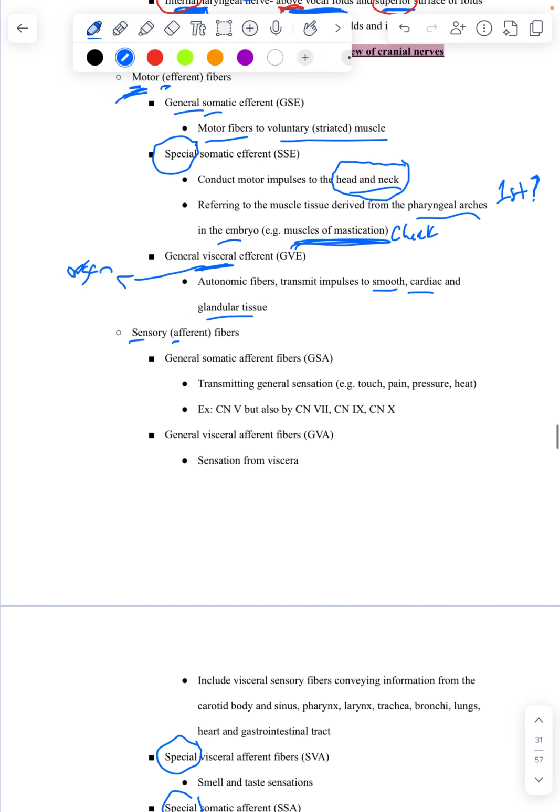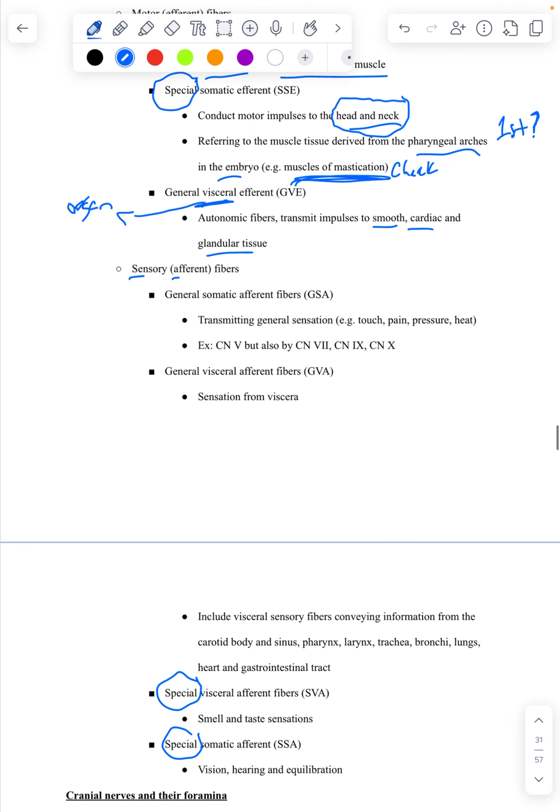Now, for sensory, general, somatic, afferent. This is just general sensation, not head and neck stuff because it's not special. So this is your touch, pain, pressure, heat. And these are some of the cranial nerves. We'll go over this stuff in a bit when I do the mnemonic and whatever.